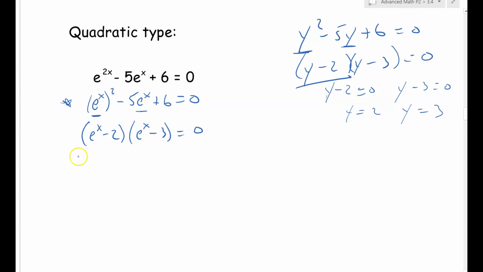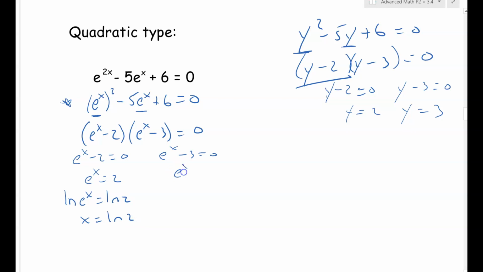Now we have to finish this, so what do we do next? Well, we take each of these and set them equal to 0. Right? Well, how do we solve that? So e to the x equals 2. And then what do I do to both sides? The opposite of an exponential is a logarithm. So I have to take the logarithm of the same base, so that's an ln of both sides. Okay? So this one is ln of 2.